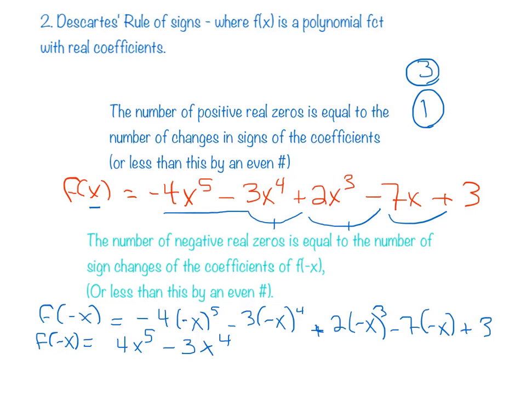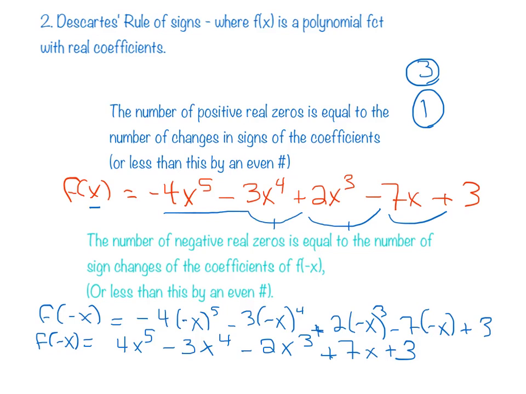The x cubed term, negative raised to an odd power, gives us a negative, times the negative that's out in front, we have negative 2x cubed. Negative x times a negative 7 gives us plus 7x plus 3.